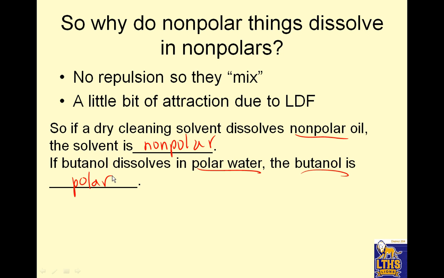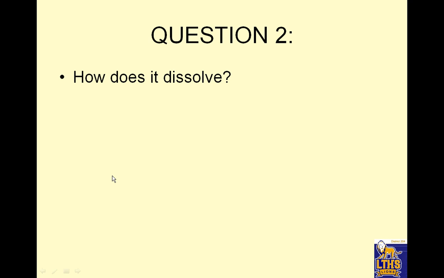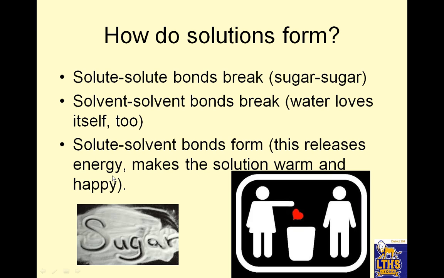Okay, question 2. So that was question 1. What will it dissolve? Question 2, how does it dissolve? All right, so we know if things dissolve in each other, but we don't know how. So the solute and the solvent make a solution. The solute and the solute are stuck together by whatever kind of force is holding them together. Sugar has something holding it together to be sugar.